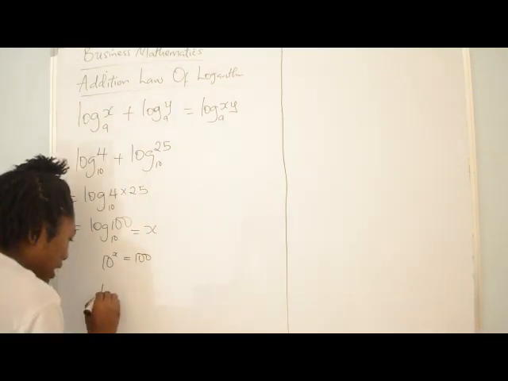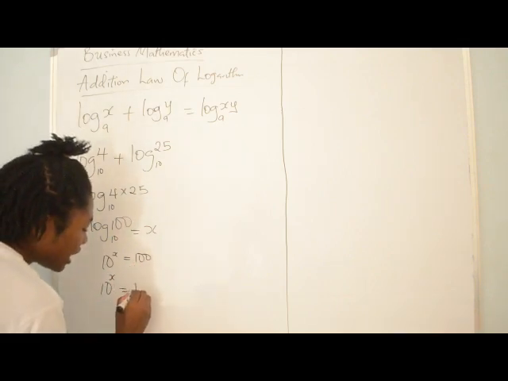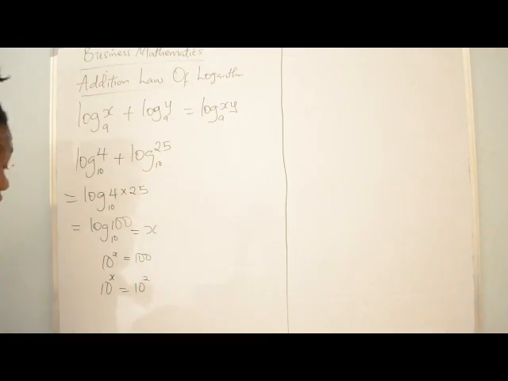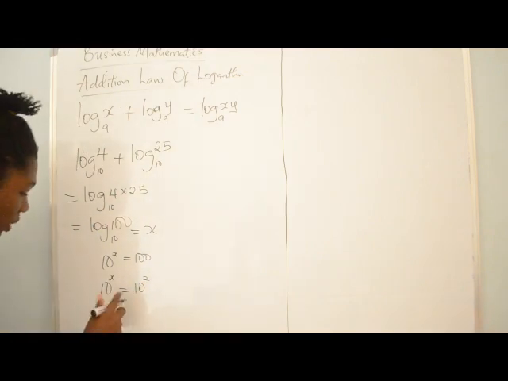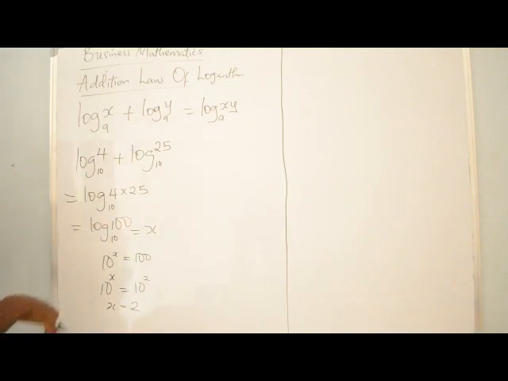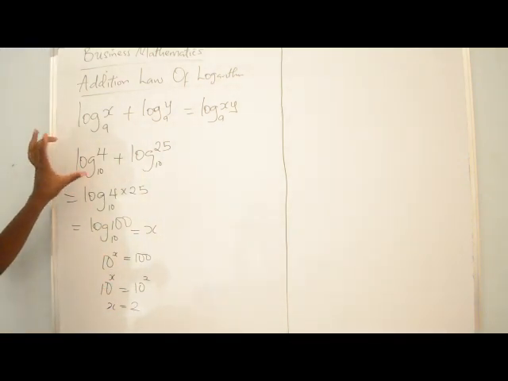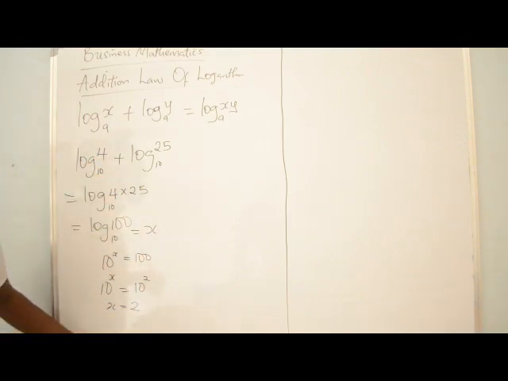And then we can simplify that and express 100 as 10 raised to power 2. Then since the bases here are the same, we can see that our x is equal to 2. Therefore, log 100 of base 10 is 2. And the value of log 4 to base 10 plus log 25 to base 10 is 2. Are we there now?